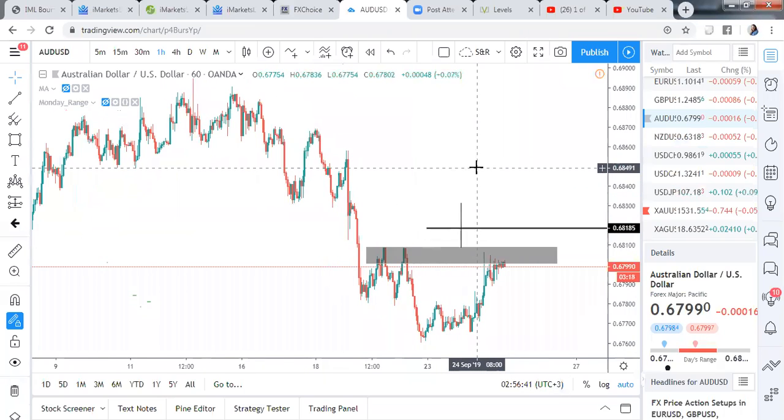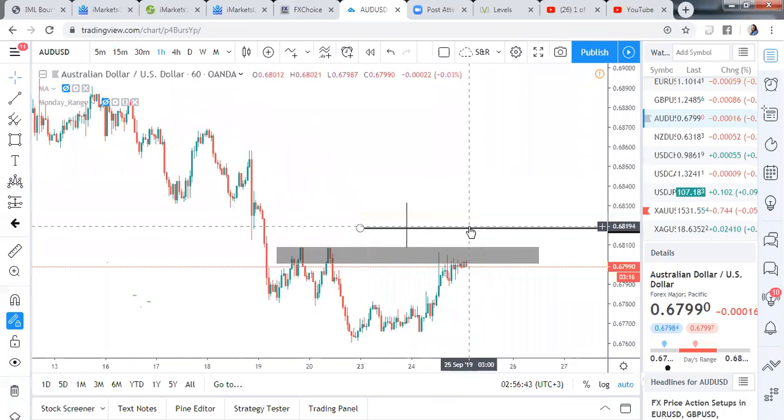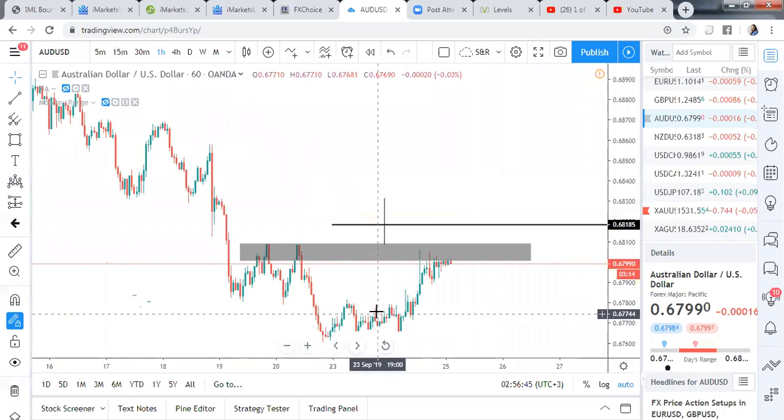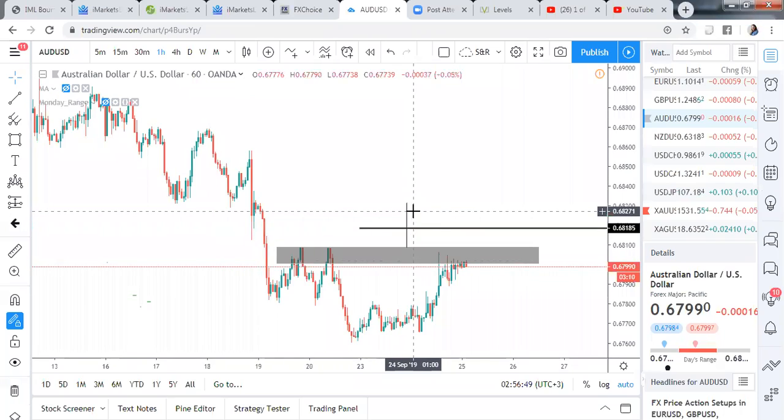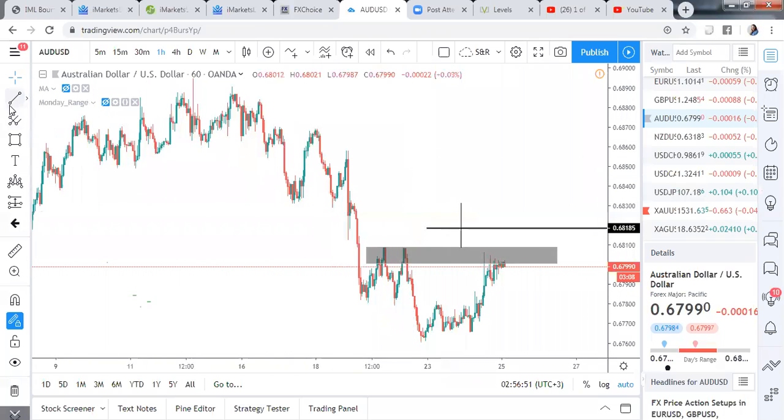Look, this thing's so powerful. Now notice that I just measured the head to the neckline. We talked about this. This is what I just measured. Look what it lines up with. Let me just put a horizontal line for you guys.